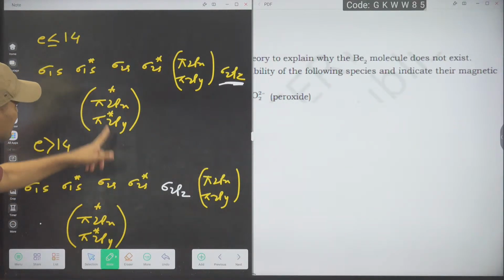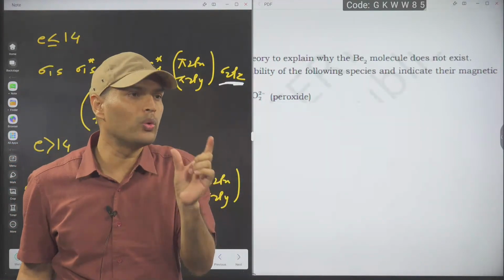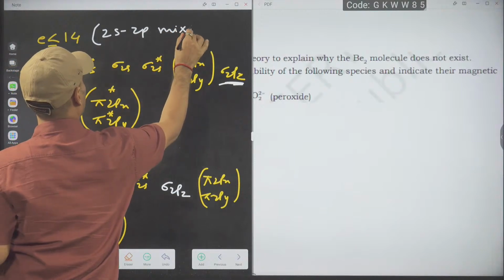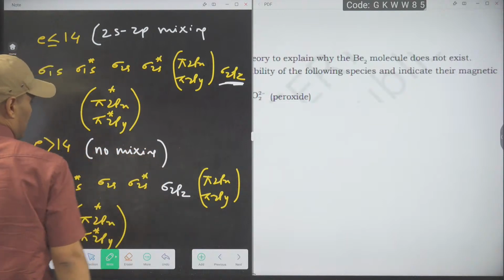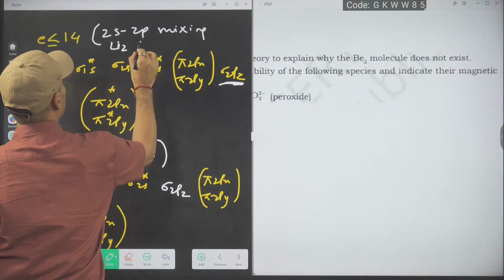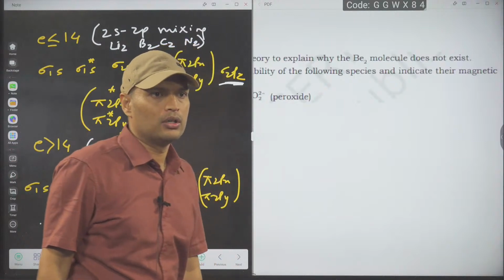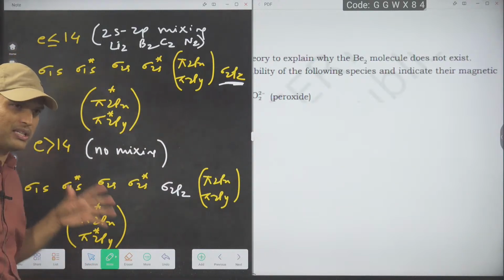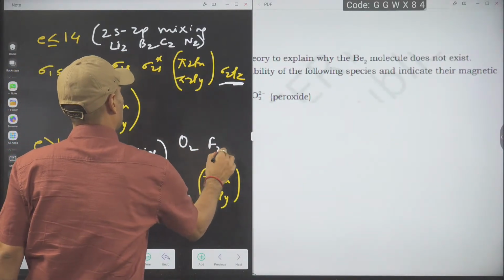Okay. Sir, why is there this change in configuration? Means one time you are writing this, one time you are writing this. So there is one more concept you have studied, 2s-2p mixing. If we assume 2s-2p mixing, then this case. If no mixing, then this case. So they ask you like this also: in which case is 2s-2p mixing taking place? You have to report the molecules till 14. 2s-2p mixing taking place means till 14. No mixing means after 14, oxygen, fluorine, like these.